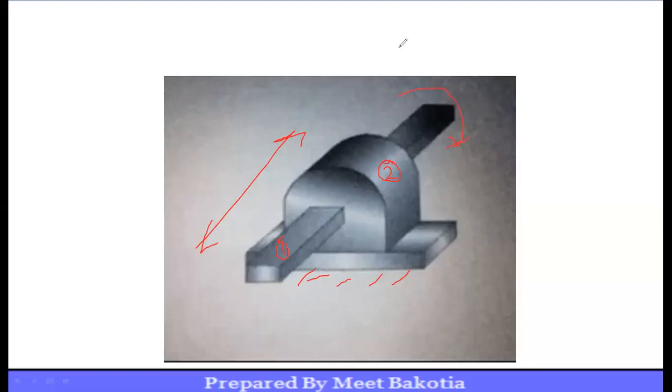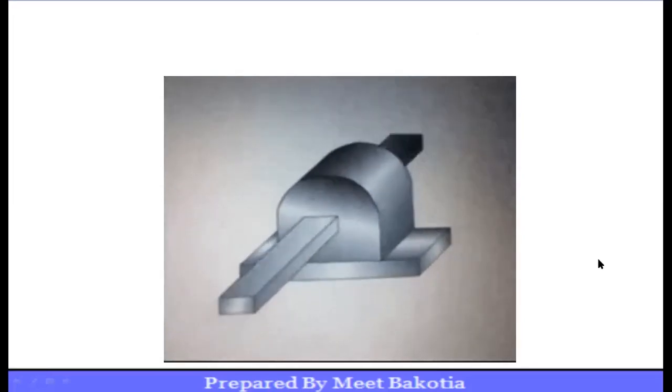That's why we are calling it a kinematic pair. So this was the animation, just to give you an example of what exactly a kinematic pair is.